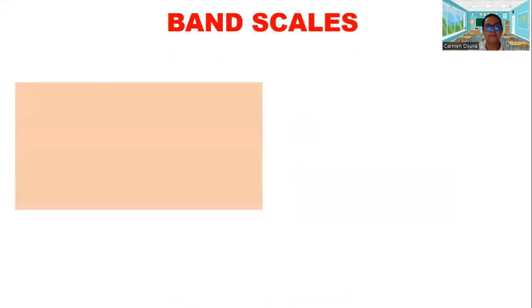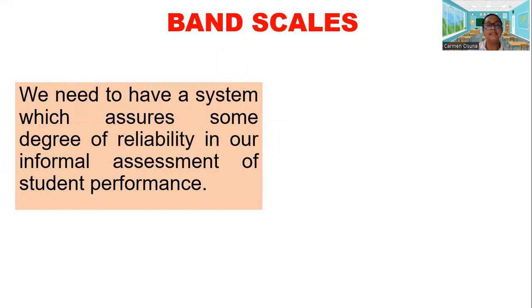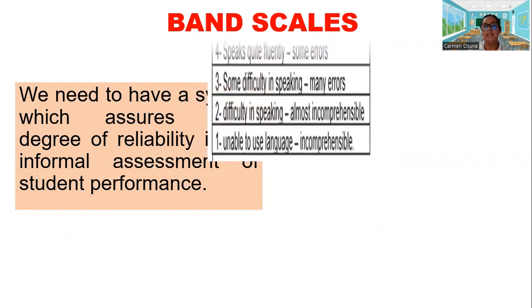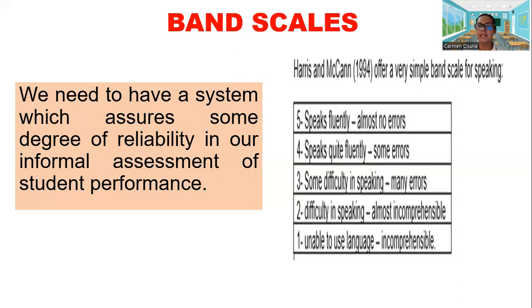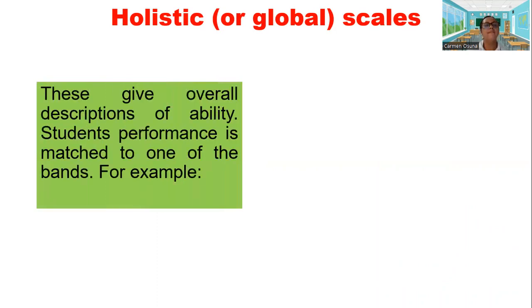Band scales. We need to have a system which assures some degree of reliability in our informal assessment of student performance. This is a simple band scale for the skill of speaking. There are only 5. It's an easy one. There are 2 types of scale. The first one is holistic or global scales. This gives overall description of ability. Student performance is matched to one of the bands.